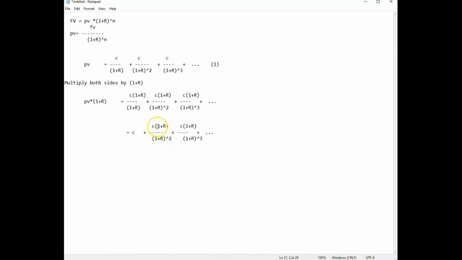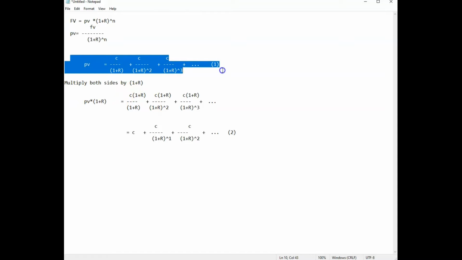You see the 1 plus r, power is 1. This is power 2. We reduce the power by 1 for the denominator, so this becomes 2. So this power is 2. Let's call this equation number 2.